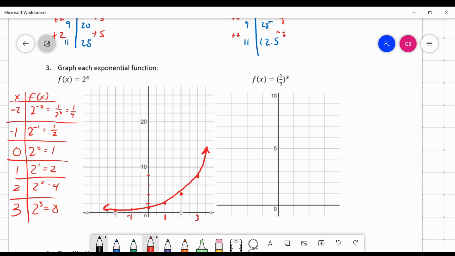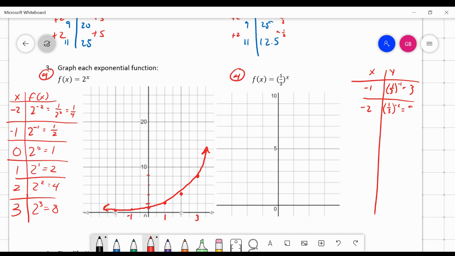Again, this problem is worth 4 points. If x is negative 1, 1/3 to the negative 1 power is 3. If x is, oops, I forgot to put negative 2. Well, it doesn't matter. X is negative 2, you get 9. Let me graph those here.